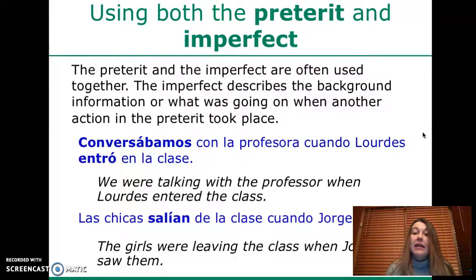Las chicas salían de la casa cuando Jorge las vio. Okay, so probably got this cut off. So we've got las vio that's supposed to be here. So the girls were leaving the class when Jorge saw them. So they were in that process, right, of leaving. Okay, and during that process of walking out of the classroom, right, Jorge saw them, right? So the action of Jorge seeing them, that's the preterite, okay? And this is in a process, right? So he sort of interrupted that action of them walking out by looking at them.